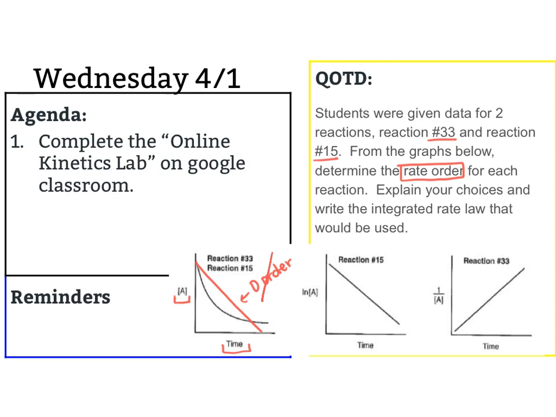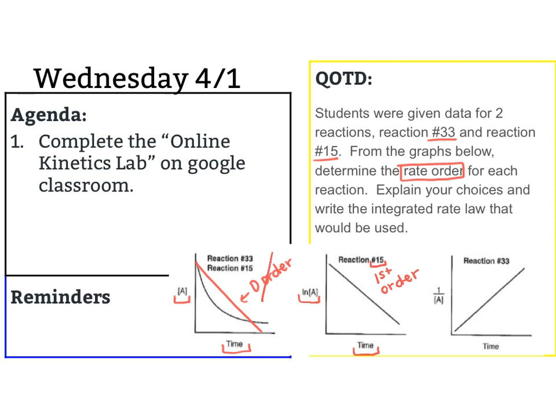Next, we're going to look at the natural log of concentration versus time. And we see, okay, we do have a straight line here. So that tells us when we look at natural log of concentration versus time that this is a first order. So reaction 15 is a first order reaction.